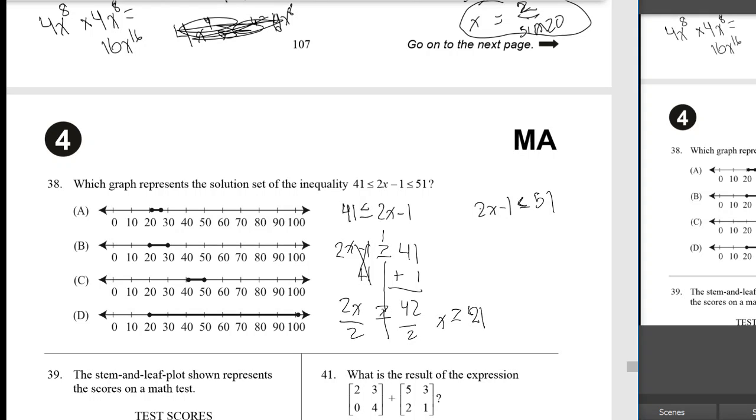Okay, and I know it's going to be a closed circle. All of them are closed circles. All right, which means now I can eliminate C and D because I have 21 as a potential answer. Now let me just do this. So I have to add 1. That's gone. Get 52. 2x is less than or equal to 52. Divide by 2. X is less than or equal to 26. And that's here. So it's going to be A, right?